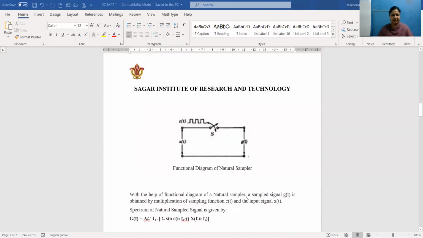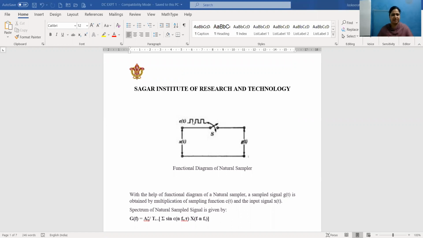Now, this is the practical circuit for generating a natural sample signal. Here we can see the input. The input is message signal. This is a switch which is operated by a clock pulse, which is given as the carrier signal of time period Ts, and gt is the natural sample signal. When the pulse goes to high level, the switch will be closed and the message signal xt will be multiplied by the carrier signal ct, and we will get the natural sample pulse, which is represented as gt.